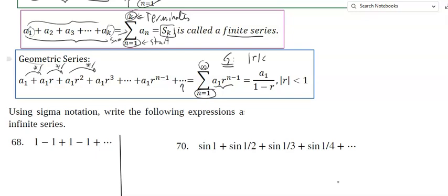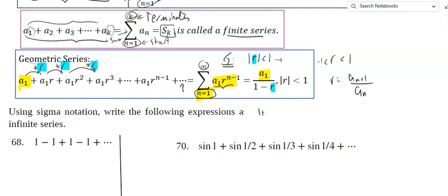If r is less than 1 in absolute value, indicating r is between -1 and 1, not including either end, then this infinite sum would be the very first term on the list divided by 1 minus that r, which is the common ratio. Recall, to find r, take any term on the sequence divided by the previous term.